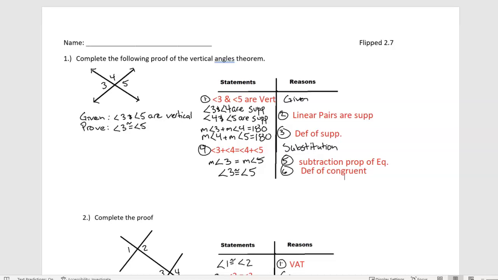All right, I just noticed that this says flipped 2.7, but it's actually 2.6. This was an introduction into proofs, basically. So I wanted to go over the problems you guys completed.